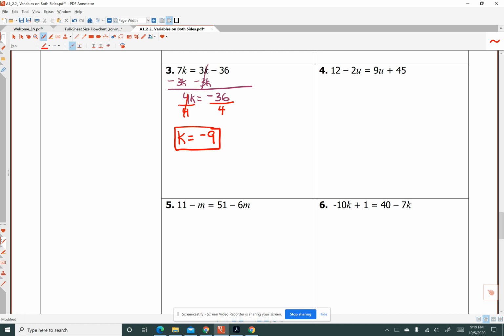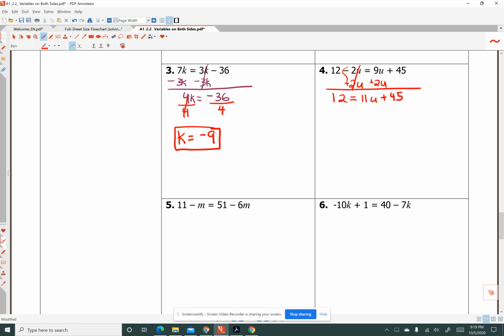So, let's see, 12 minus 2u equals 9u plus 45. I'm going to move the u's over to the right. So I will add 2u to both sides of the equation. That gives me 12. Now, I canceled out even the negative sign, so don't get confused, okay? I canceled that out with this plus 2u. So now I have 12 equals 11u plus 45.